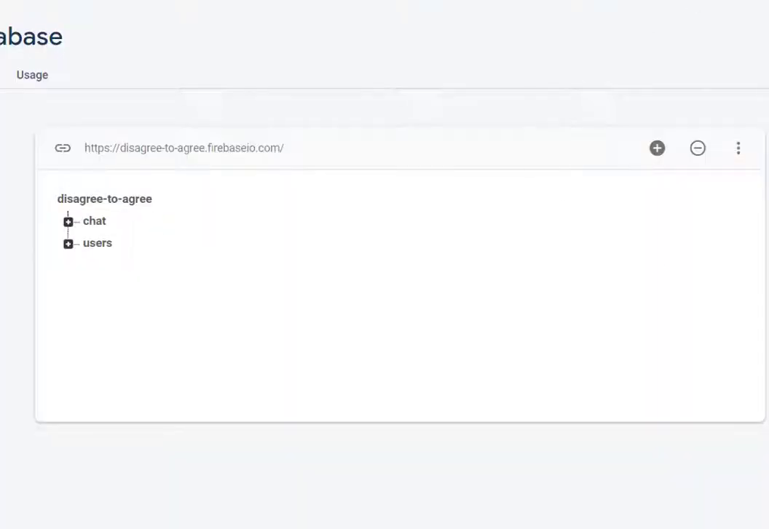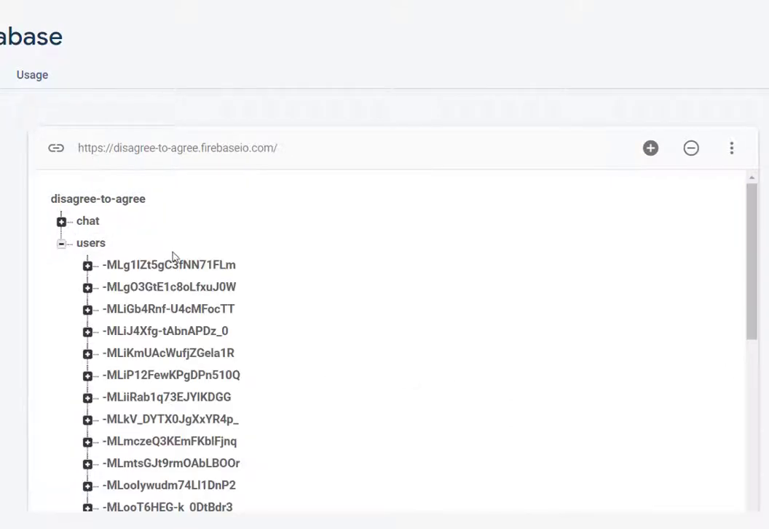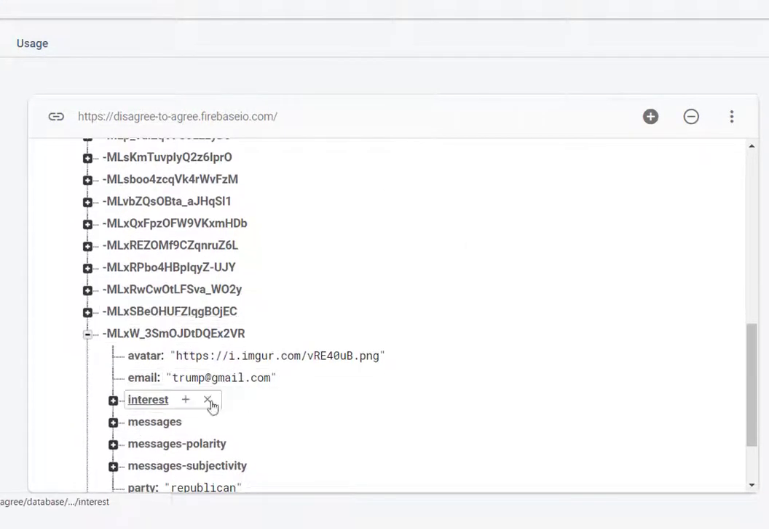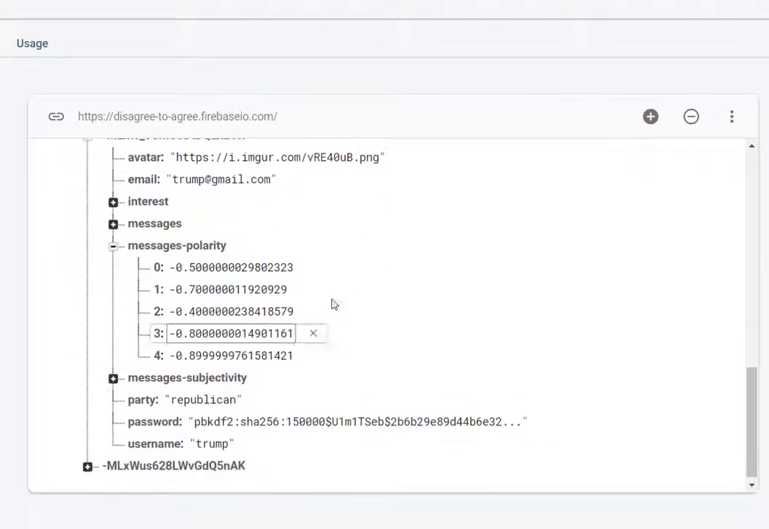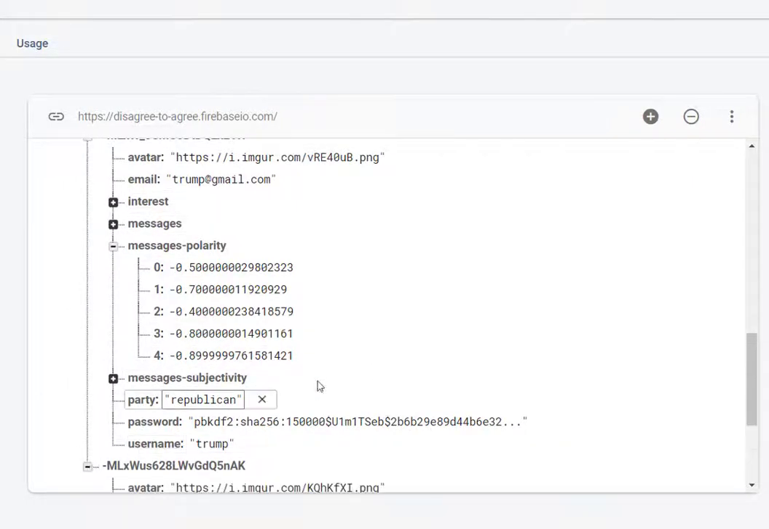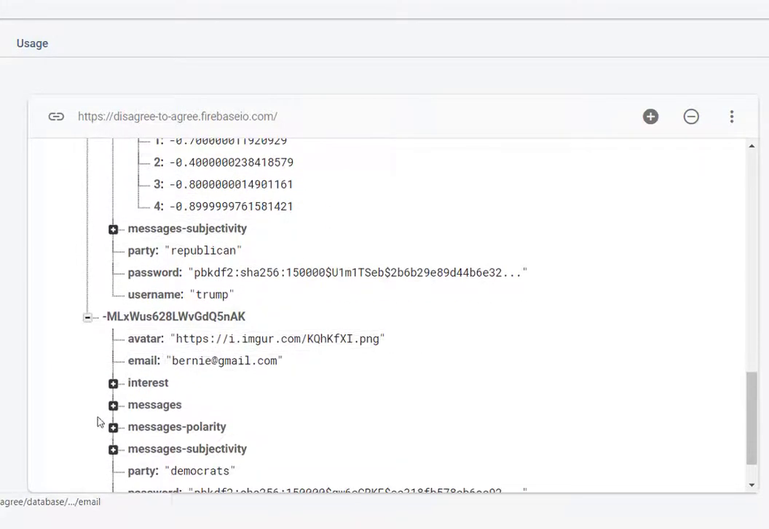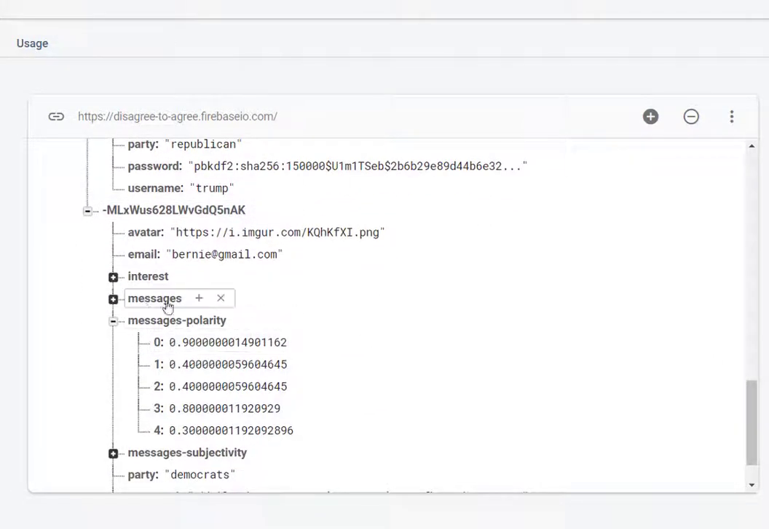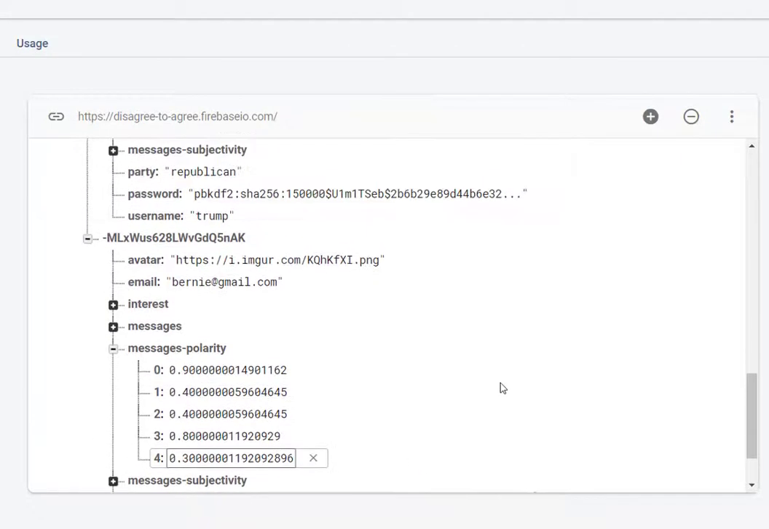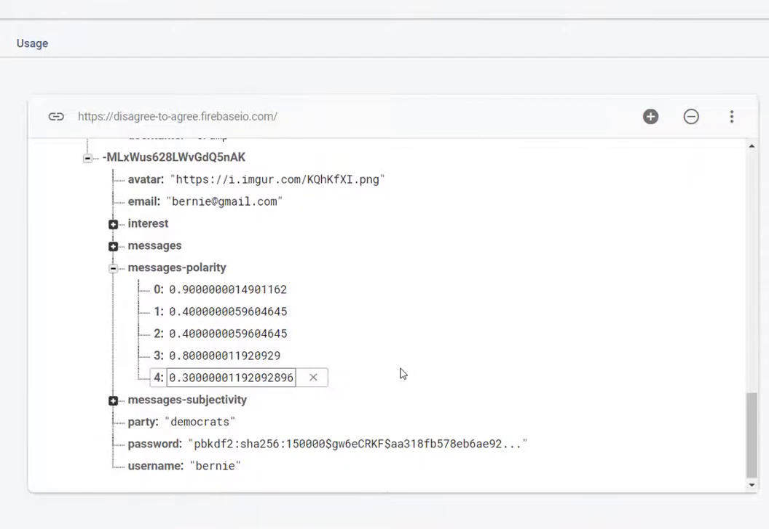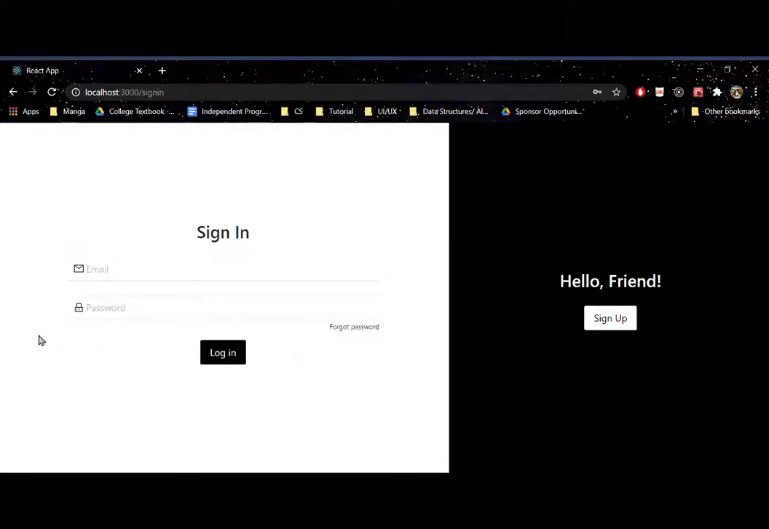Once we have created our profile, we can start looking at our database to see what changes have happened. Here, for instance, we have the message polarity for Trump. This represents Trump's score response to the original question. When we check out Bernie's score, we can see that these numbers are almost entirely opposite. This means the algorithm will likely match Trump and Bernie, resulting in a meaningful conversation. Let's log in using both of our accounts.